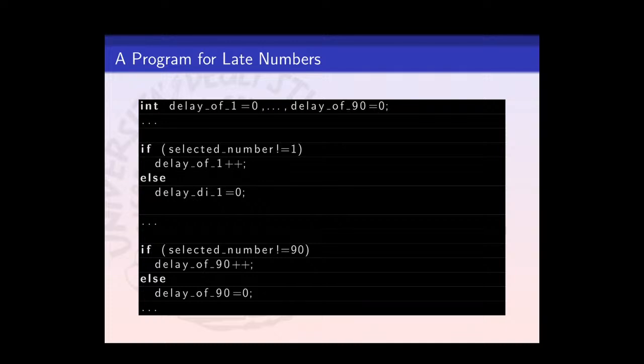At the beginning of the extraction, let's say, the delay would be 0, and then at each extraction we will have a variable saying, look, the number 10 has been extracted, and so by repeating an if block we will be able to increase the delay of a specific number. And this of course should be done for all the numbers in the box.